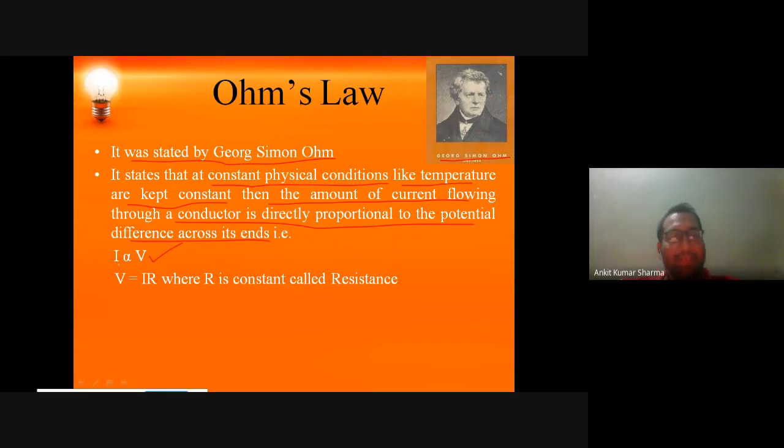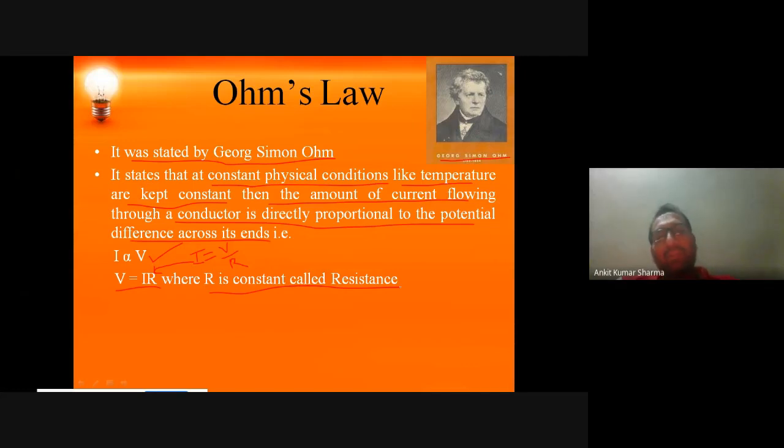So I is directly proportional to V, and when we remove the proportionality sign, we use a proportionality constant 1 by R. By this derivation, we get V equals IR, where R is a constant, and R is also called the resistance.